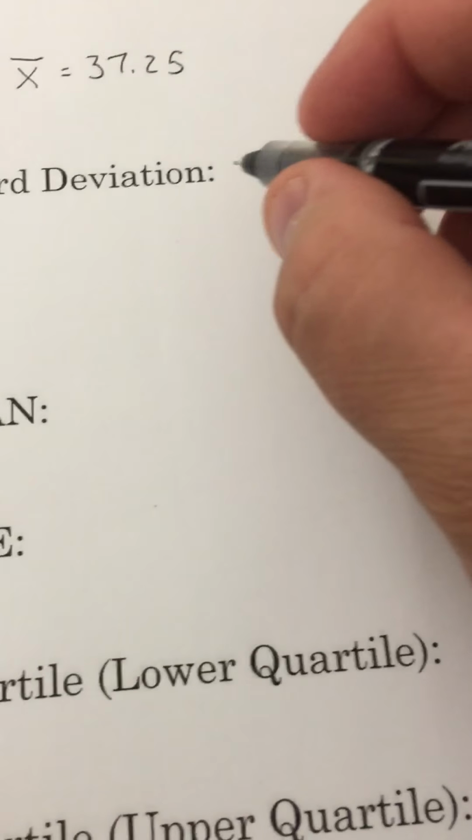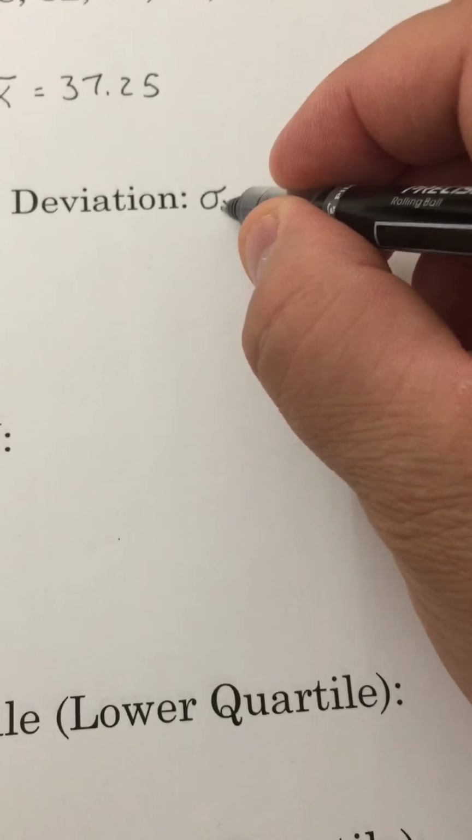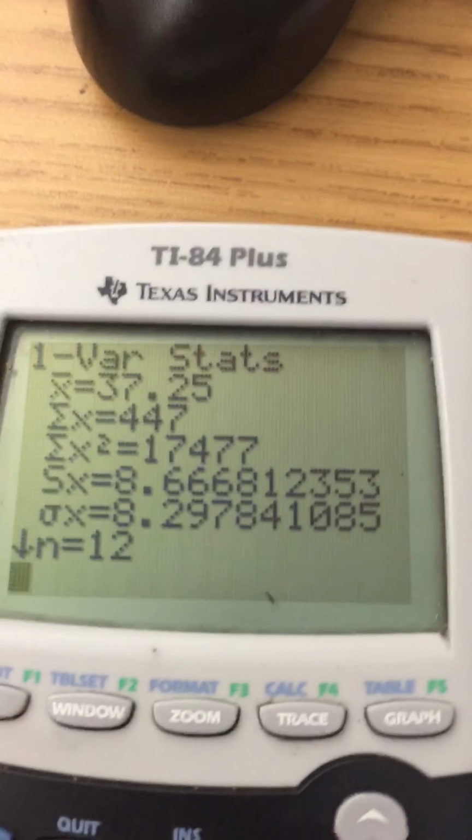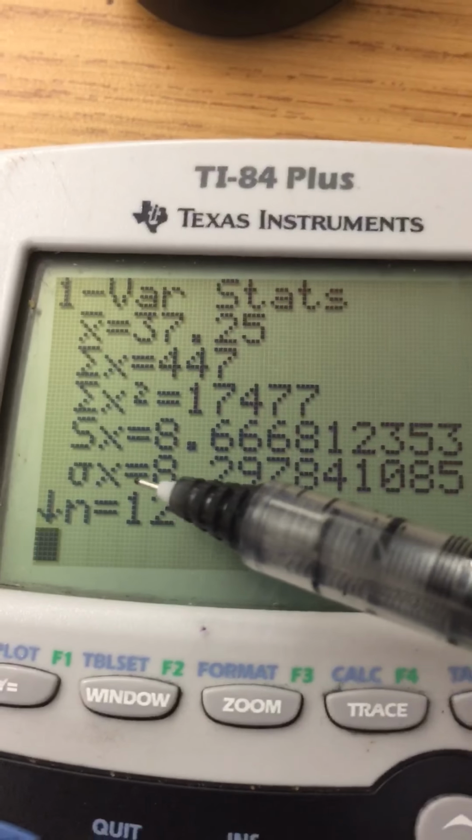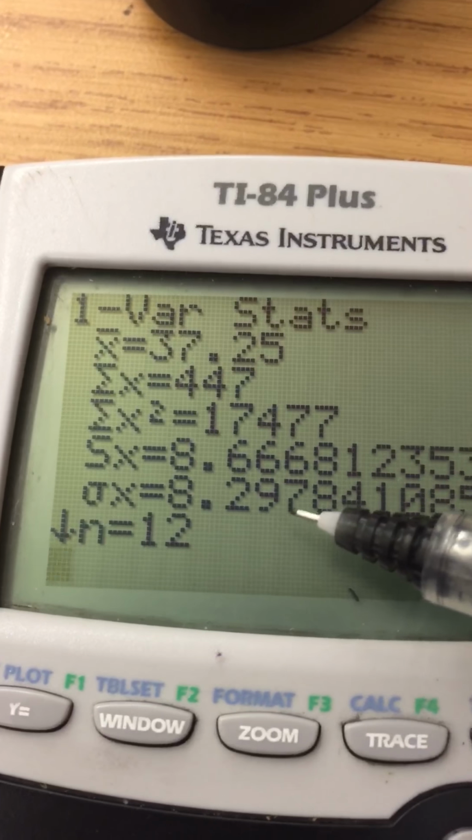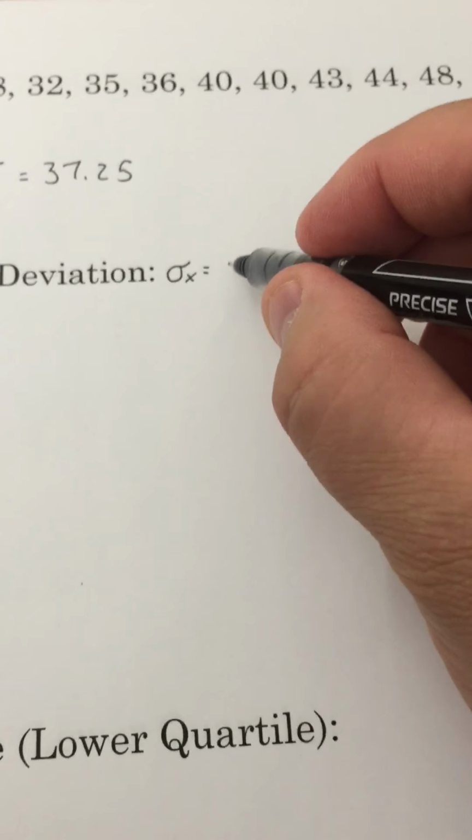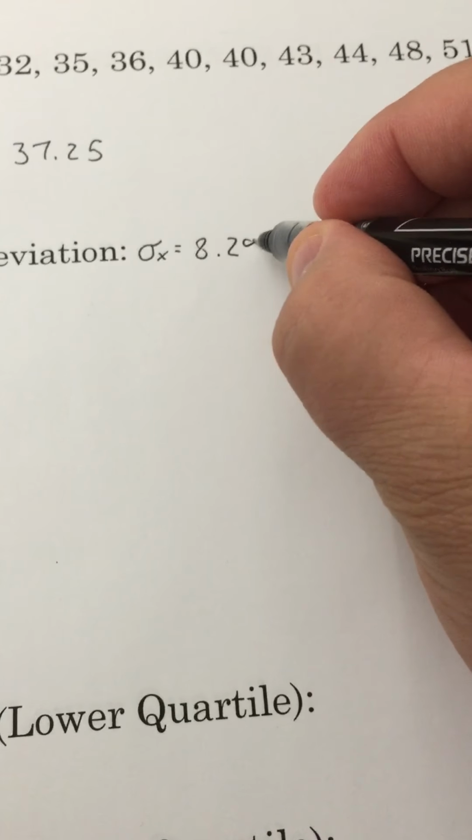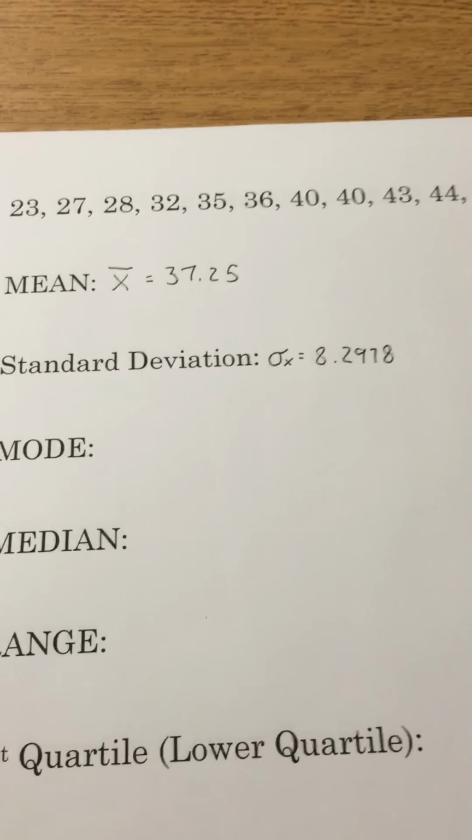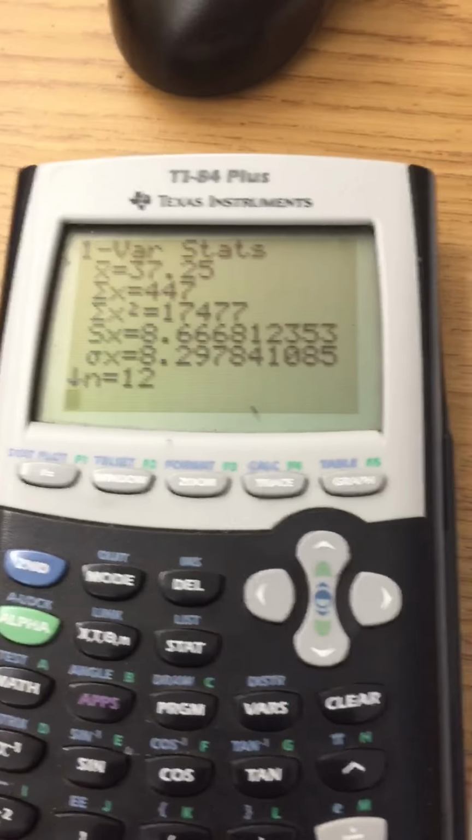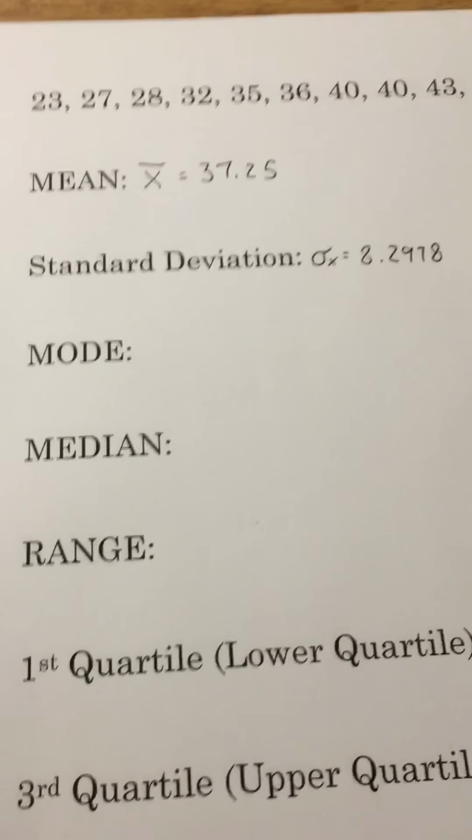And then the standard deviation is also simple in the calculator. The standard deviation has a symbol that looks like a little lowercase sigma with an X at the bottom. And it's going to be the very last one before the number of things that are entered in. So that's 8.2978. So 8.2978 is the standard deviation. Simple to find right on the calculator. And we'll discuss in class what standard deviation actually means.